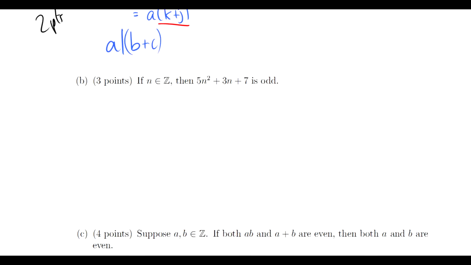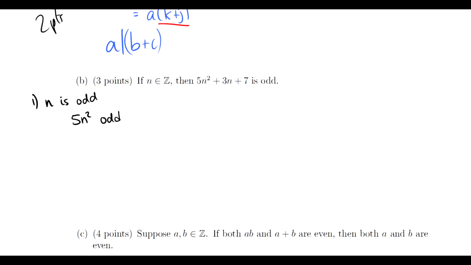Okay, here's a question. If n is an integer, then 5n squared plus 3n plus 7 is odd. This is sort of a tough question. So we have two cases. Case 1, n is odd. So if n is odd, then what is 5n squared? Well, an odd times an odd is an odd. So 5 is odd, and an odd times an odd times an odd is odd. So 5n squared is going to be odd.